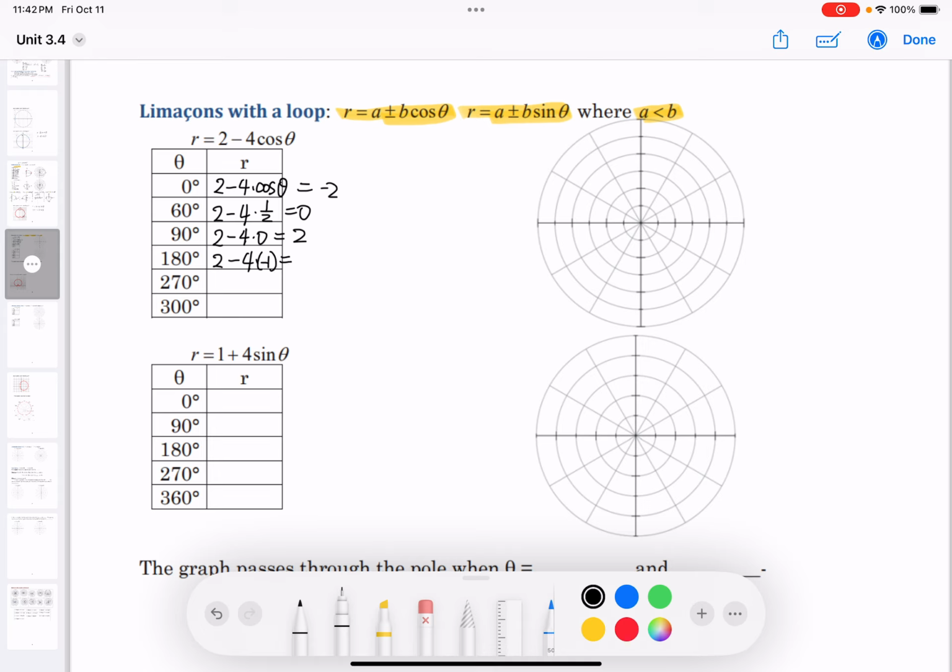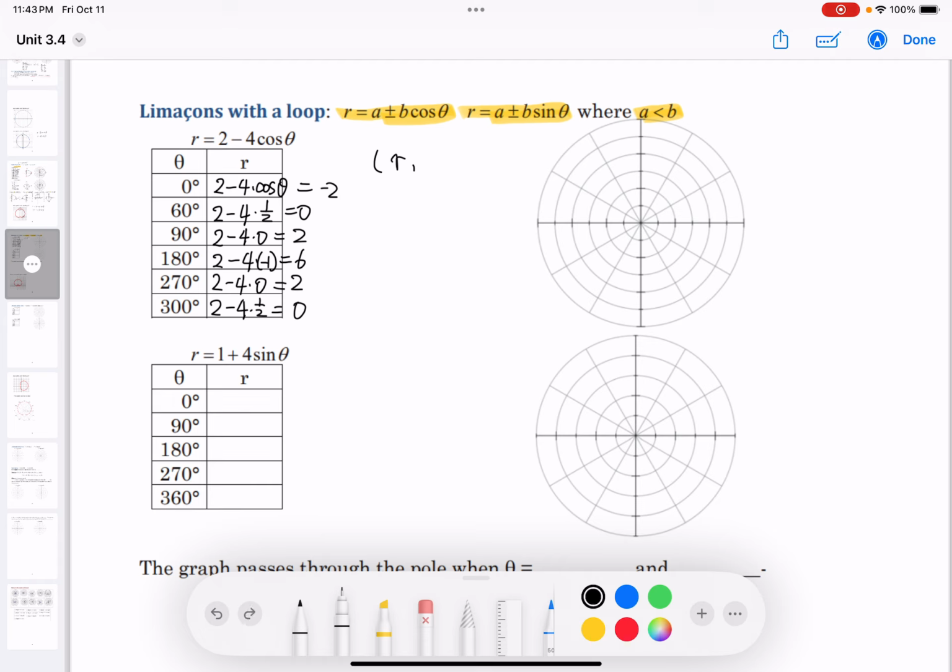And for 180, it is 2 minus 4 times cosine 180, which is negative 1. So we have 6. Then 2 minus 4 times cosine 270, which is 0. So we have 2. And 360 is 2 minus 4 times 1, so it's 2 minus 4, which is negative 2. So we have r comma theta, with the r and the theta.